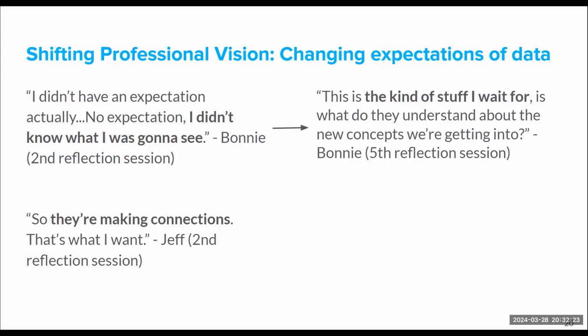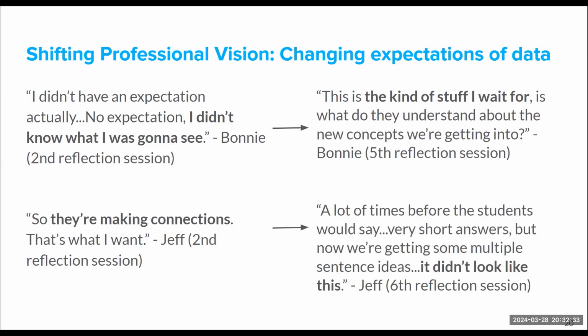In another instance, we saw comparisons between previous discussion data and more current data. So as Jeff notes in his second reflection session, he makes a general statement about wanting students to make connections. And in his last and 6th reflection session, he's able to compare what he's seeing to previous data and notice the changes occurring in his class. And these shifts came over time as teachers became familiar with their data, the ClassInSight tool, and how to notice teaching practices within their data.